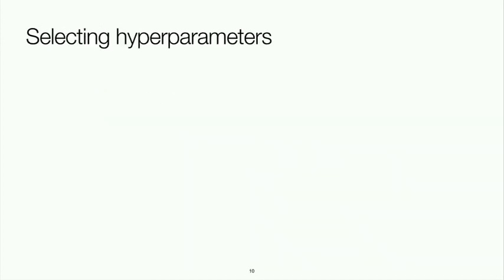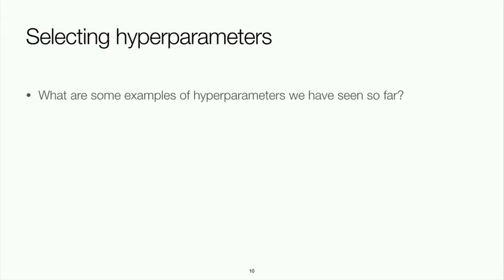Okay, now let's talk a little bit about selecting hyperparameters. We've actually already touched on this in the workflow, but it wasn't made extremely explicit, so I just wanted a slide that makes it a little bit more explicit. So what are some examples of hyperparameters that we've seen so far? Lambda, what is lambda?